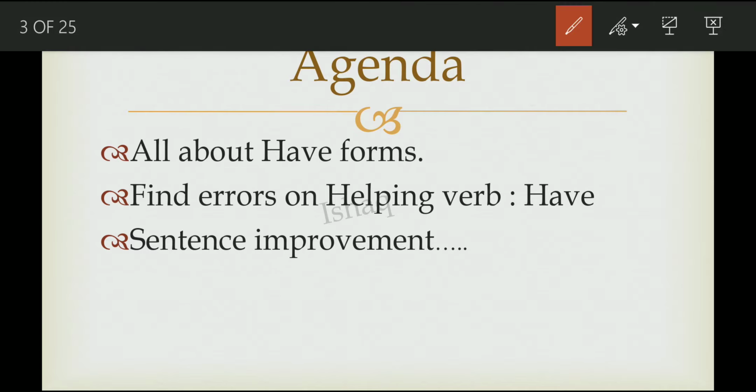When we say all about have forms, everything: have forms used as a main verb, then have forms as a helping verb, from the basics to when to use has, when to use have, when to use had, everything. After learning all that, you will be able to find errors on helping verbs, have forms, in any kind of exam. And if it is sentence improvement or phrase replacement, whatever kind of grammar point it is, you'll be able to answer those questions. So let's go into the video.